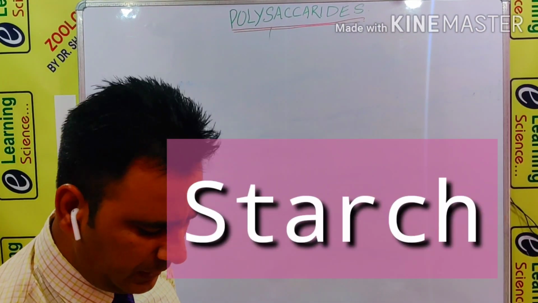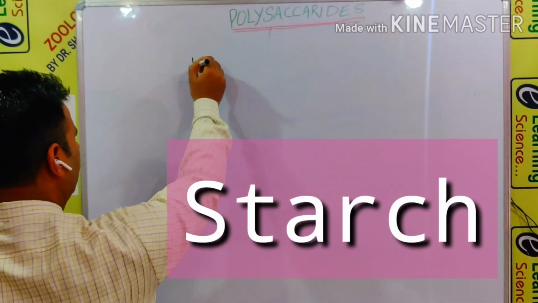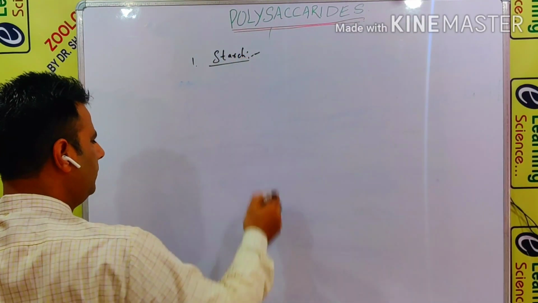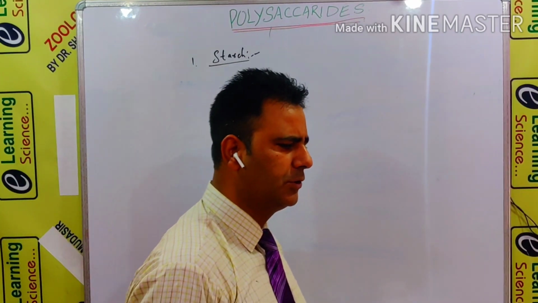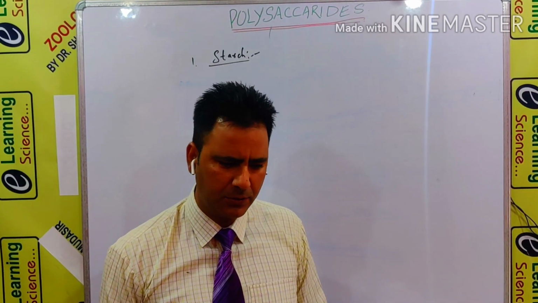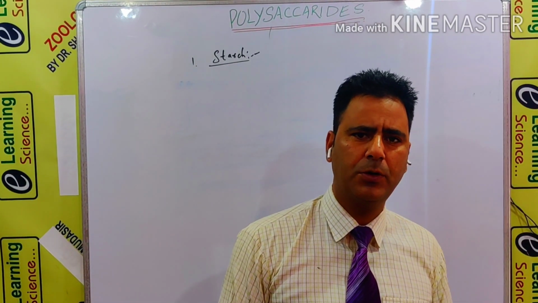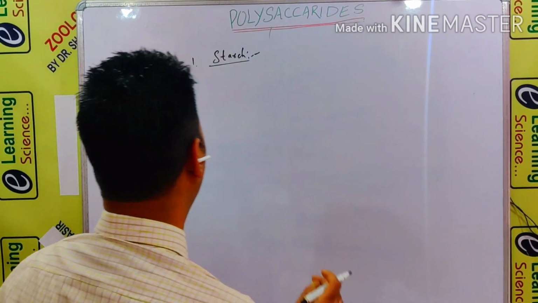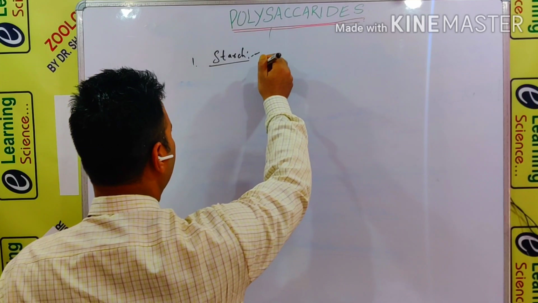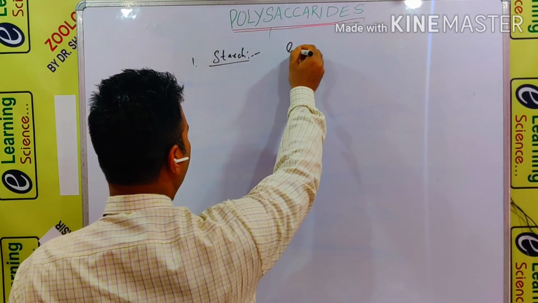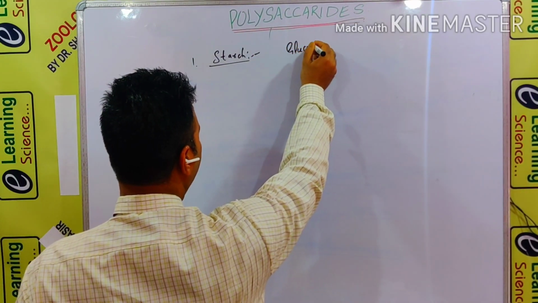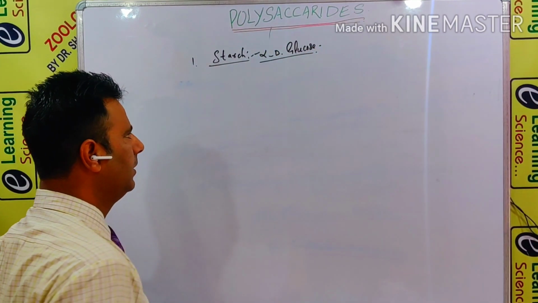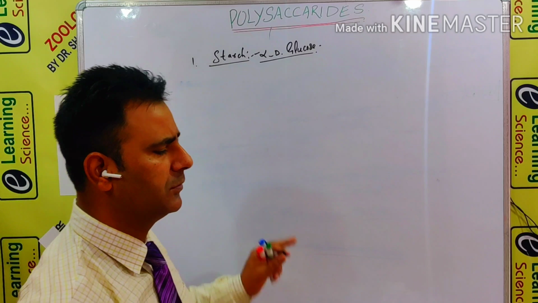We have one important polysaccharide which we call starch. Starch is the storage polysaccharide of plants. It is made by plants by the process of photosynthesis and stored there, right? This starch is made up of only one type of monomeric unit, glucose, and the glucose is in alpha D form.